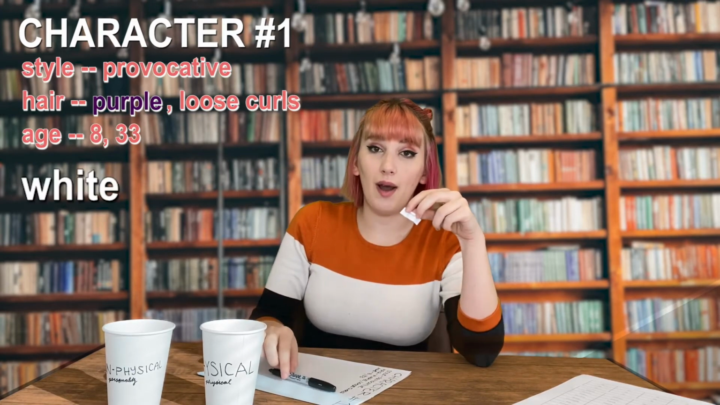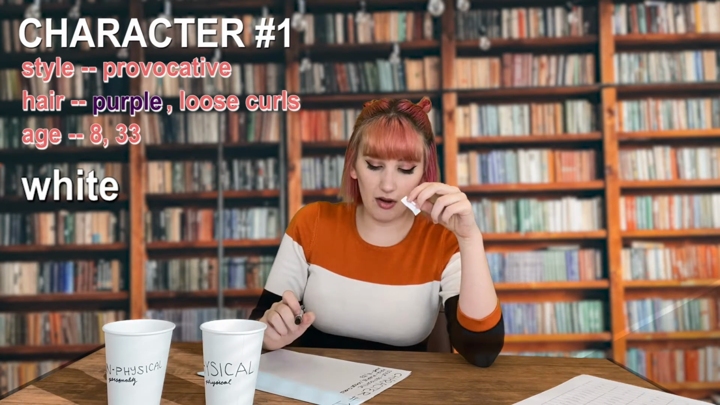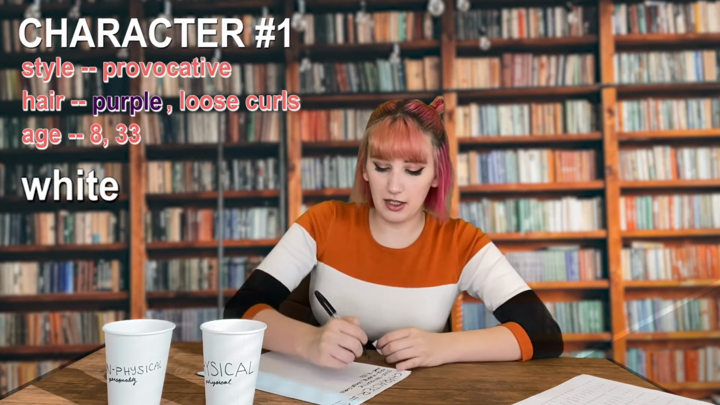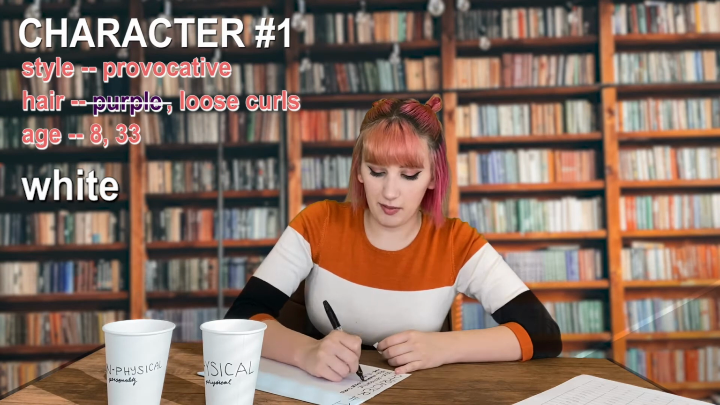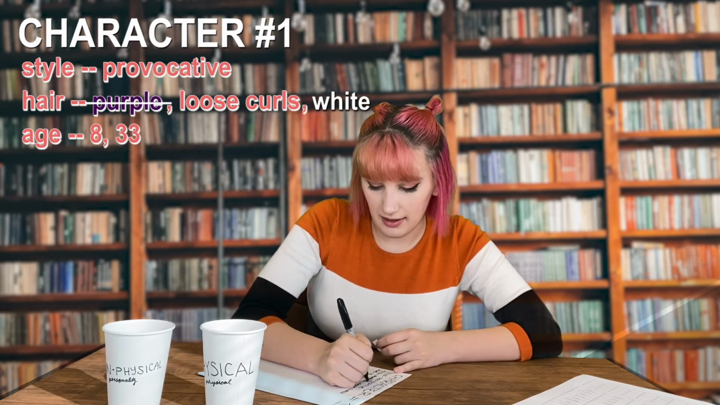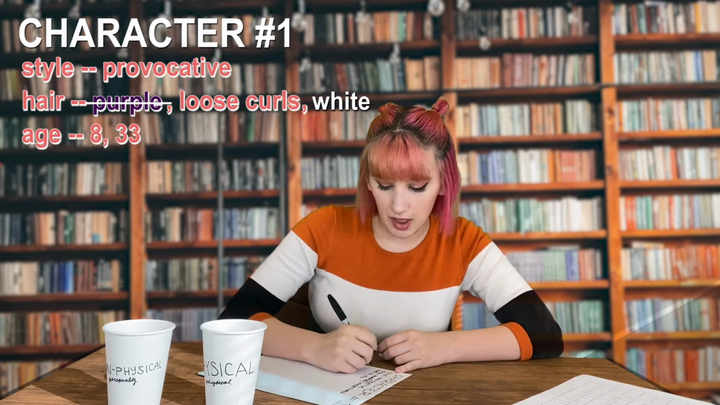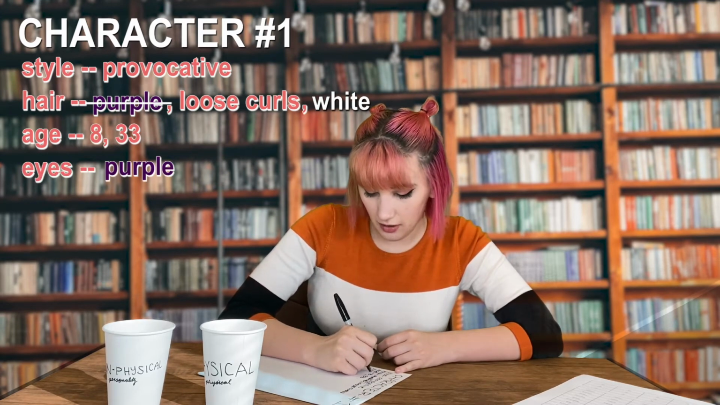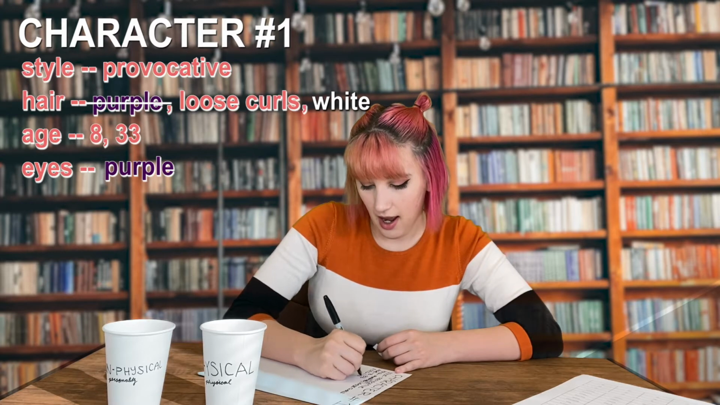So I got white. This is also a hair color. What I'm going to do is go ahead and cross off purple. So I'm allowed to edit as I go, right? I'm going to say her hair is white. And then we're going to say her eyes are purple. So as I get new information, I might go back and change things.